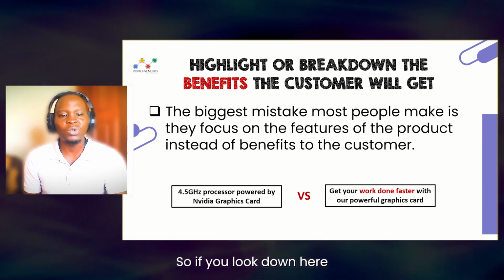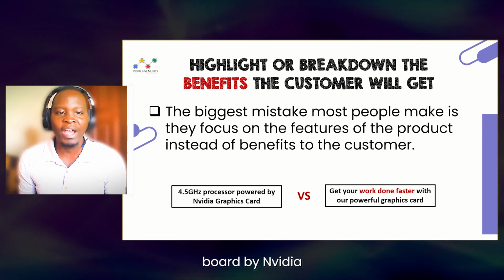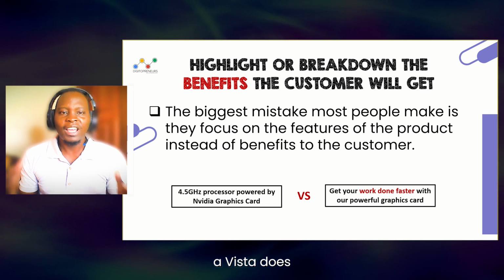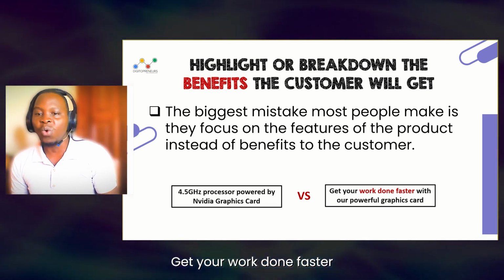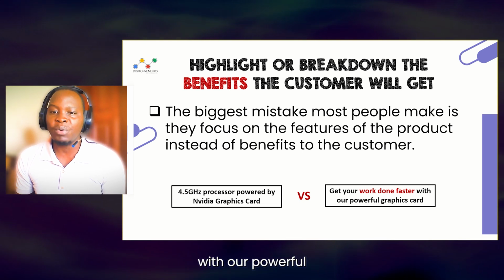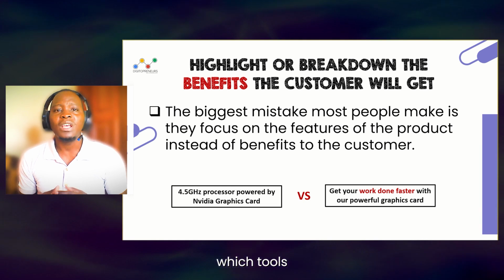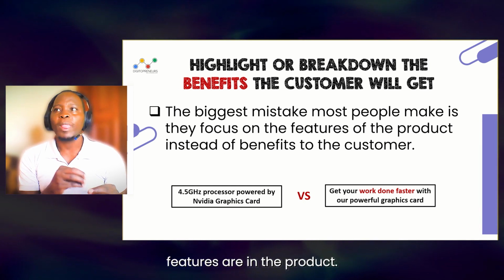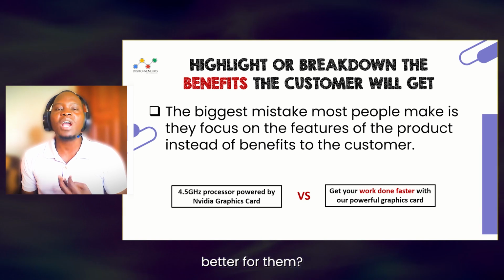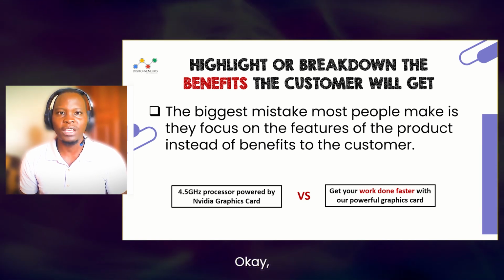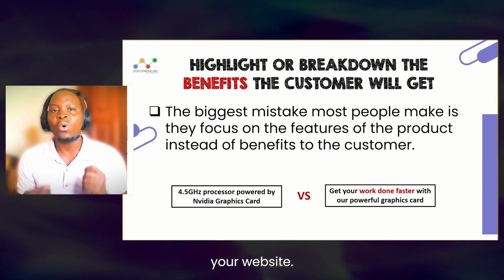Okay, so if you look down here on the slide, 4.5 gigahertz processor powered by NVIDIA graphics card. A visitor does not understand that, but they will understand get your work done faster with our powerful graphics card. So the customer doesn't care about which tools or which features are in the product. What they care about is how will it work better for them. Okay, that's what you should always keep in mind when you are building your website.